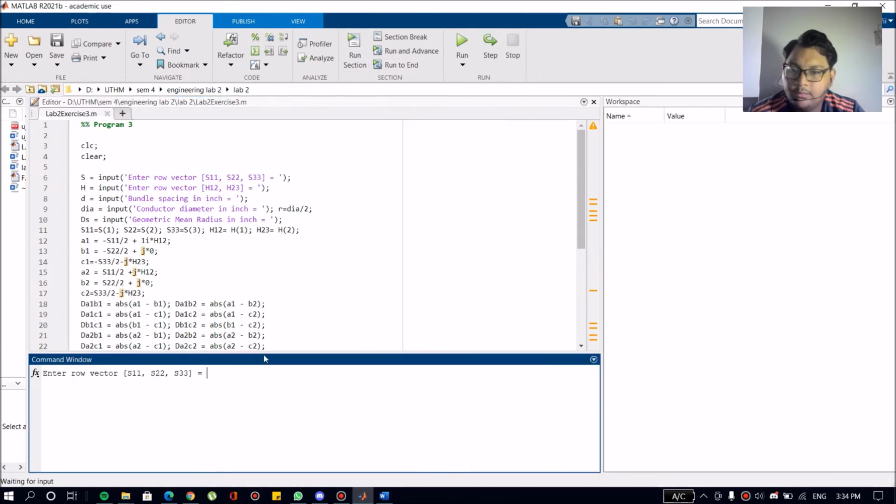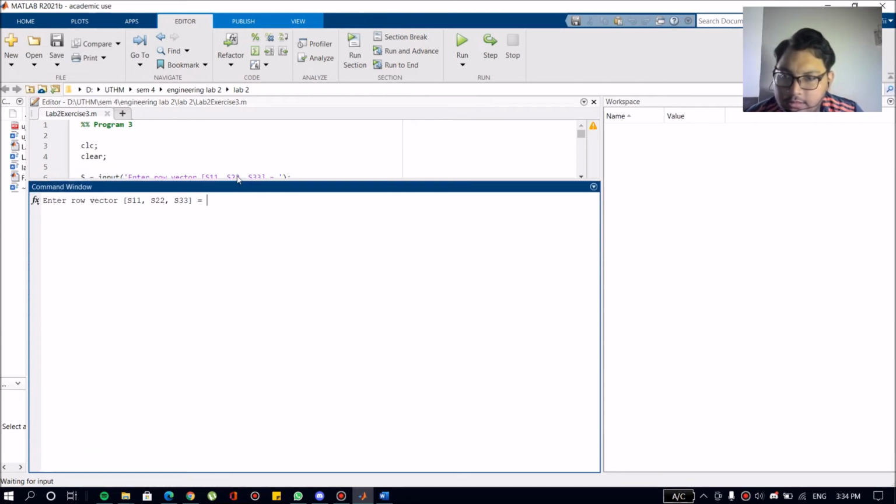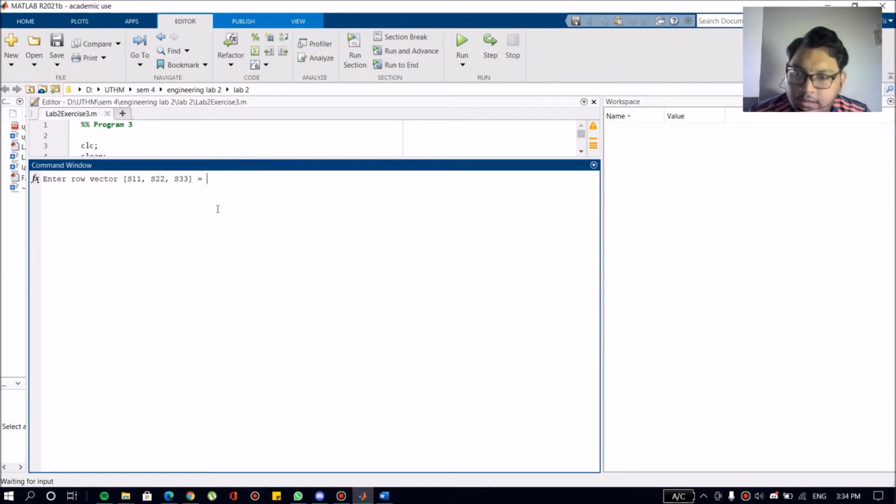When I run, the command window will pop up like this, so I will drag this to the upside. Here it shows that I have to enter the row vector for S11, S22 and S33. So I will be entering the values. The first value, S11, is 11, S22 is 16.5, and S33 is 12.5.